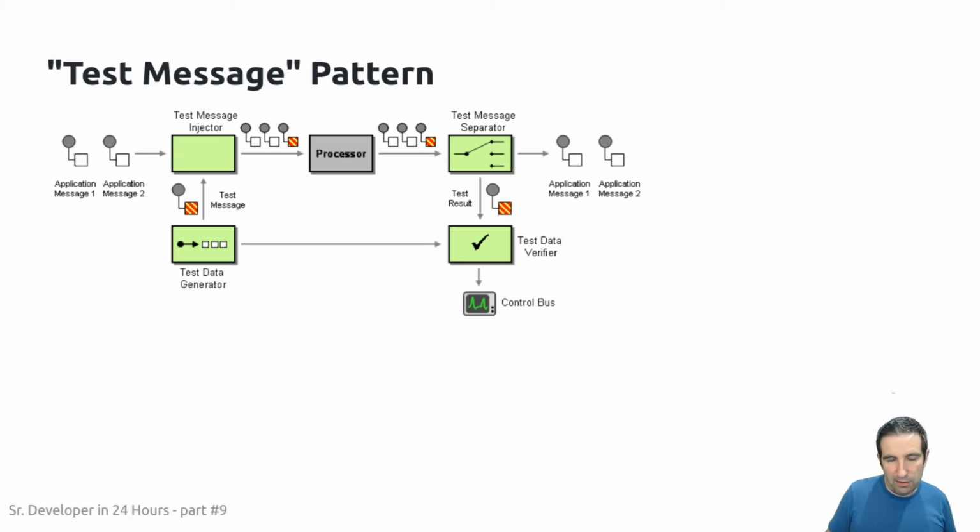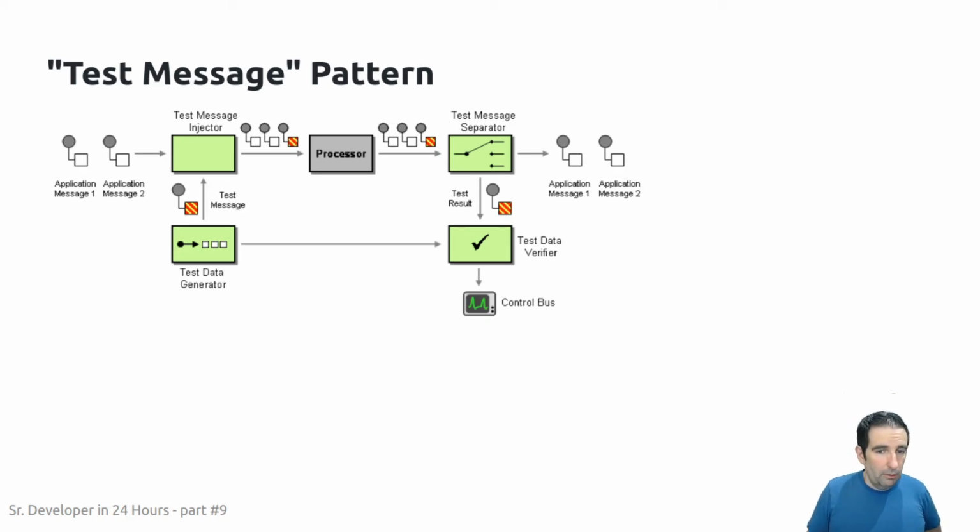We have a test message injector that is going to allow us to take test messages, but it's also going to allow us to take actual messages, actual calls, actual requests, however your service is set up, and merge real messages, real requests with the test message. It's going to send it to the processor. At the end, after the application has processed what we've sent, we have a separator that is going to send the result of the test to a test data verifier.